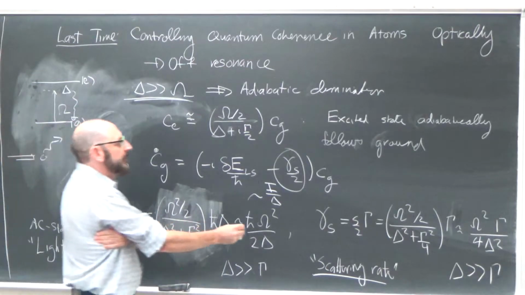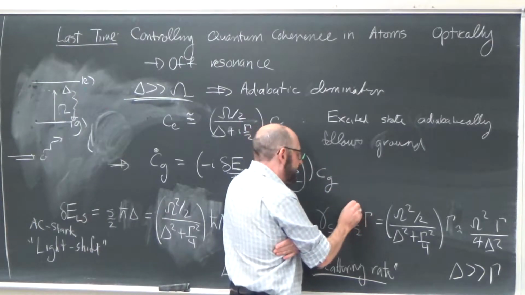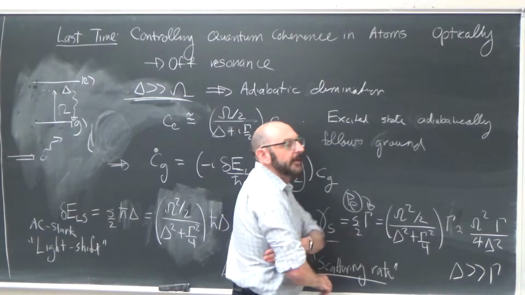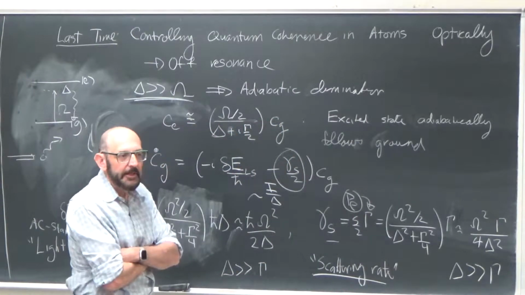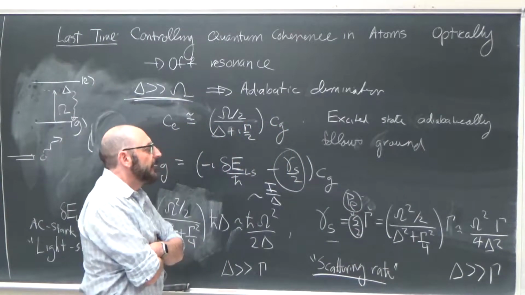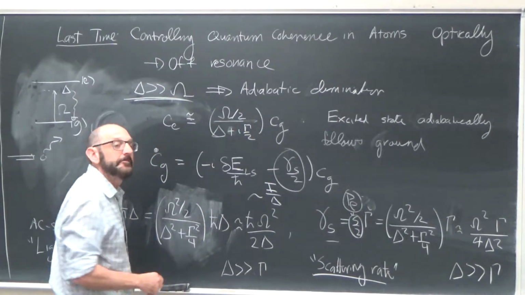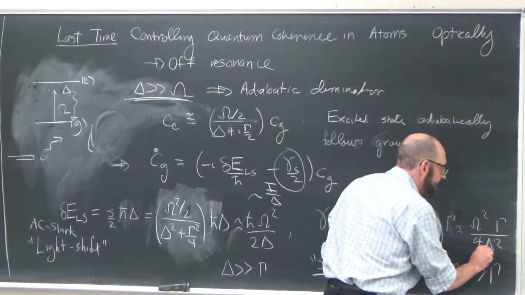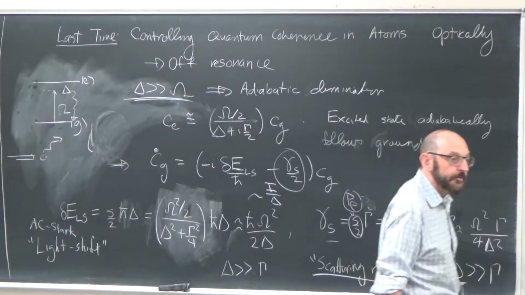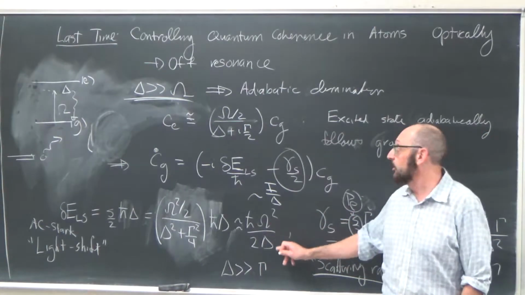So this scattering rate, one way to say what it is: it's the probability to be in the excited state times the rate of spontaneous emission. And the probability to be in the excited state is that in the steady state. Importantly, this scales differently from the light shift. For detunings that are off resonance, the scattering rate scales like the intensity over the detuning squared, whereas the light shift scales like the intensity over the detuning.